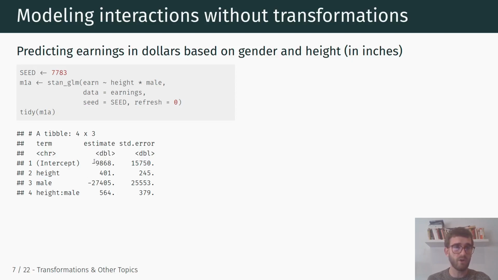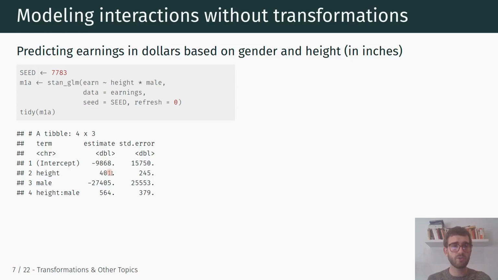Okay, so obviously, as we look at these coefficients, even if we had a fairly good fit or fairly accurate predictions, we can't directly interpret these coefficients, right? The intercept, minus $9,000, is obviously nonsensical, because this is the expected outcome for people with a height of 0 inches, which obviously doesn't exist.